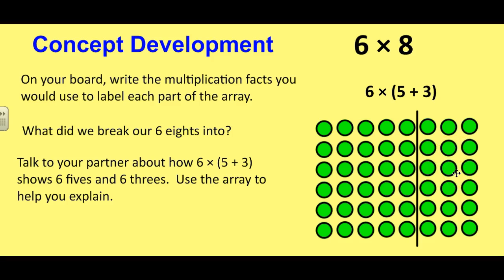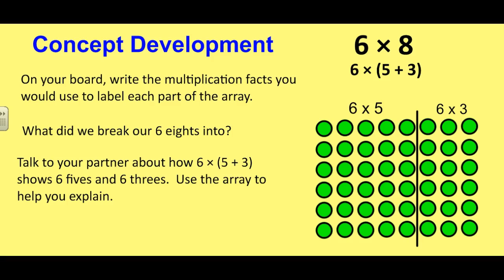Now, keeping your array, I want you to write the multiplication facts for each part of the array. So you're going to write a fact above this part of the array. What does this part of the array stand for now? And then I want you to write a multiplication fact for this part of the array. What does that part of the array stand for now? Push pause to do that. So on your board, you should have had 6 times 5 above the first part of your array, and then you should have had 6 times 3.